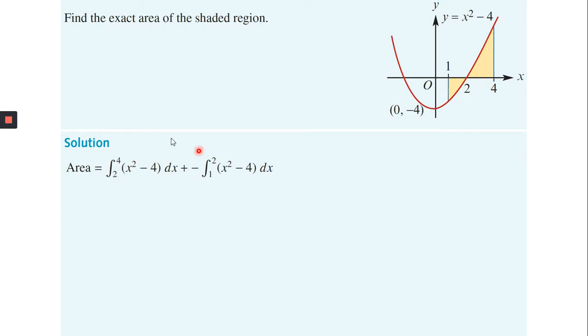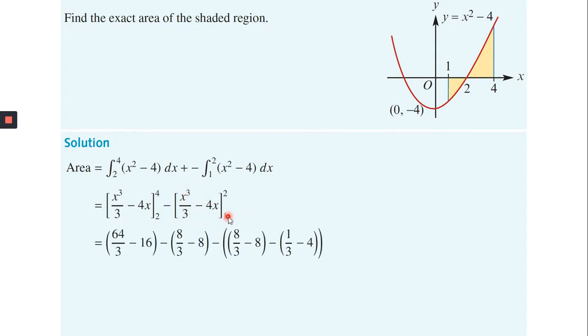Okay, so now we're just going to do our notation. Add a power, divide by a power, that becomes 4x. We're doing that from 4 to 2. Plus and a minus make a minus. And then we're doing the same from 2 to 1. We know that that's going to be a negative value, don't we?